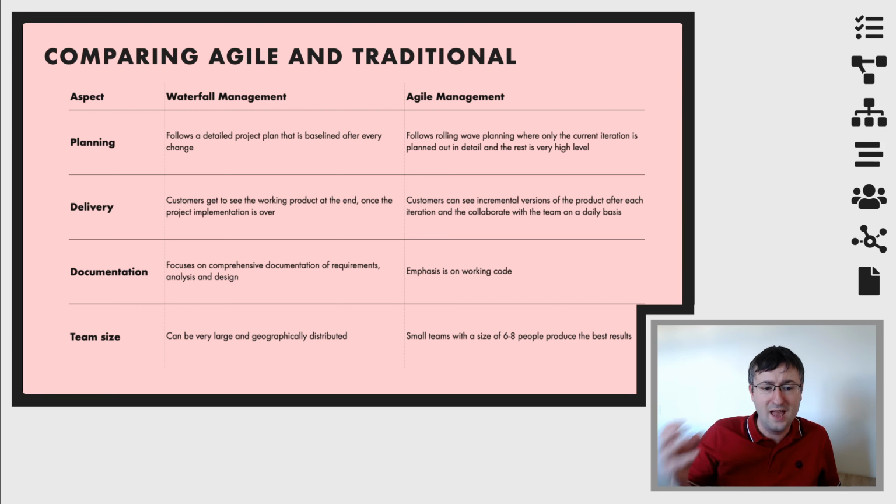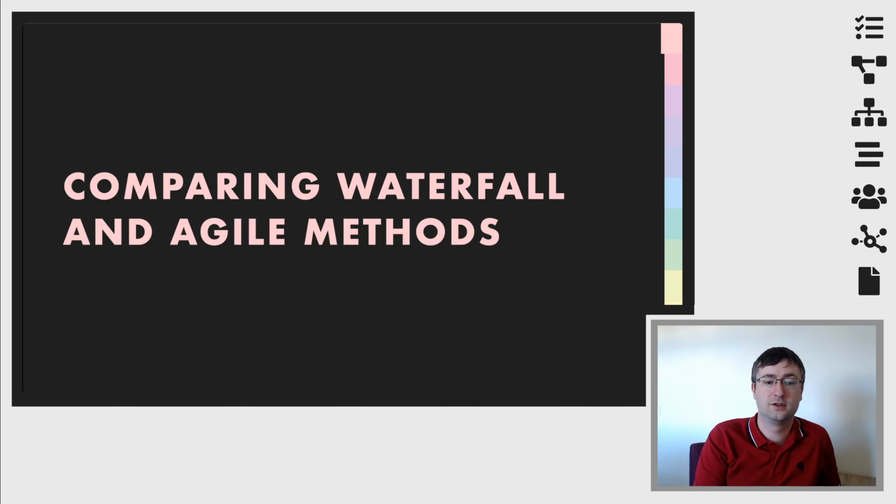Okay. And then finally, we can think about the team sizes. In terms of waterfall projects, team sizes can be large and can be geographically distributed. Inside of Agile, we have our teams being very small, normally between 6 and 8 people. And this is the size we're going to be aiming for in terms of this module as well. And we find that groups of this size work best together and provide the best results.